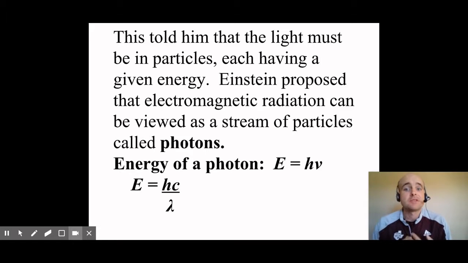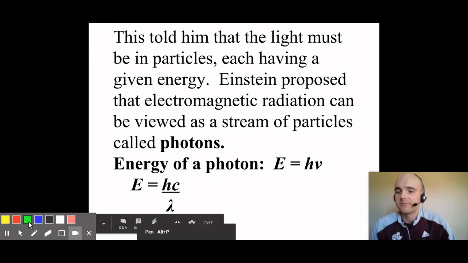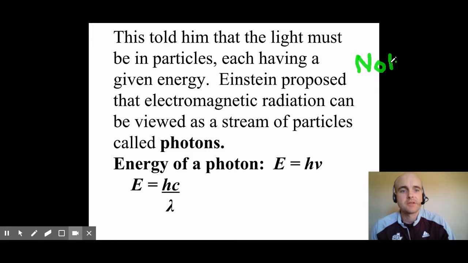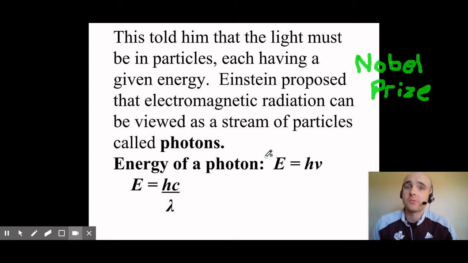It told him that the light must be in particles, each having a given energy. Einstein proposed that electromagnetic radiation can be viewed as a stream of particles called photons. This is what won Albert Einstein the Nobel Prize, his one and only Nobel Prize. And he was also able to work with this guy named Max Planck.